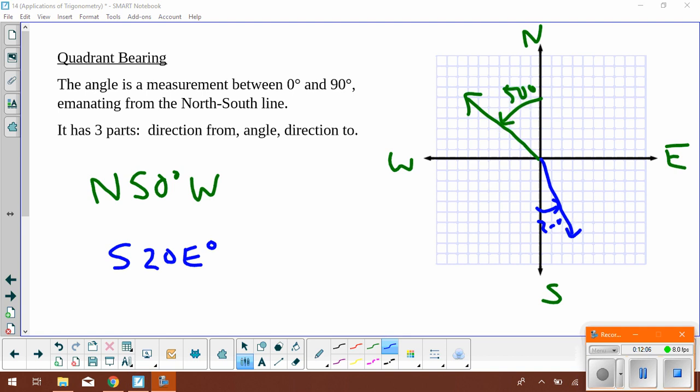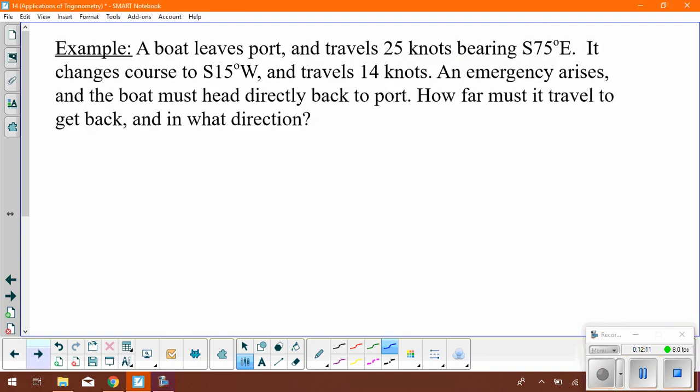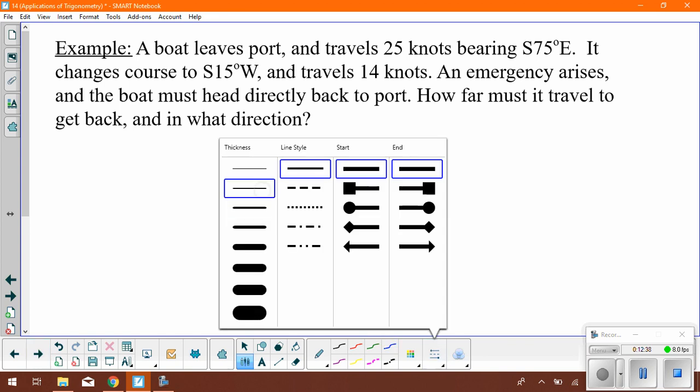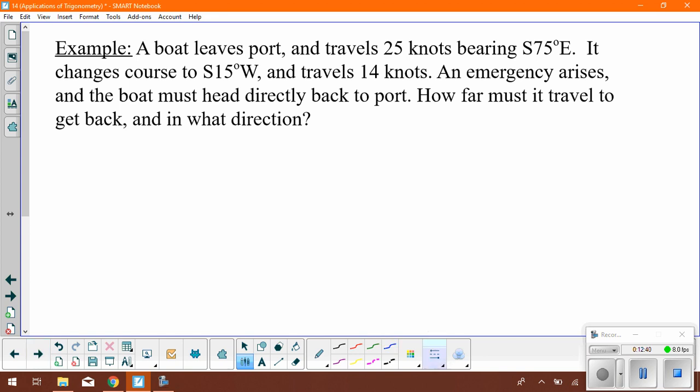So I'm just going to show you one example of how that would look. So here's our example. A boat leaves port, and it travels 25 knots, bearing south 75 east. It changes course to south 15 degrees west and travels 14 knots. An emergency arises and the boat must head directly back to port. How far must it travel to get back and in what direction? So, helpful here to draw a grid.